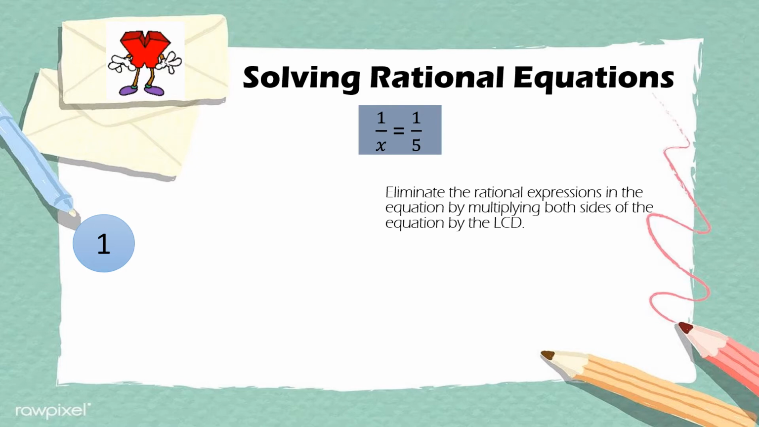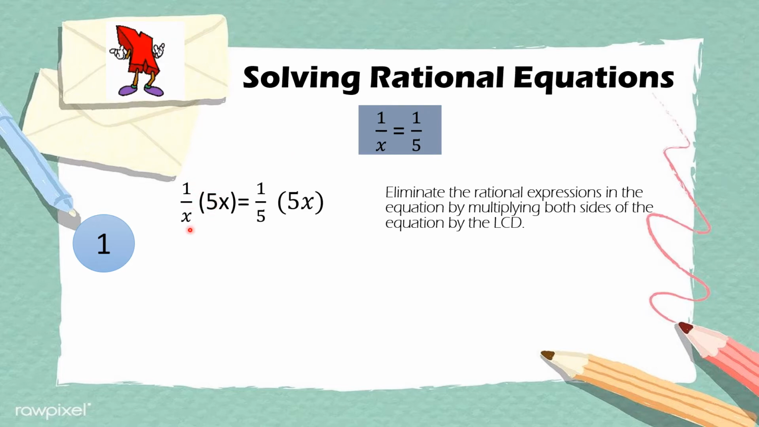First, eliminate the rational expressions in the equation by multiplying both sides of the equation by the LCD. So what is LCD? Least common denominator. And how to find the LCD? Simply multiply numbers in the denominator. So here we have numbers such as x and 5. So x multiplied by 5 is 5x.